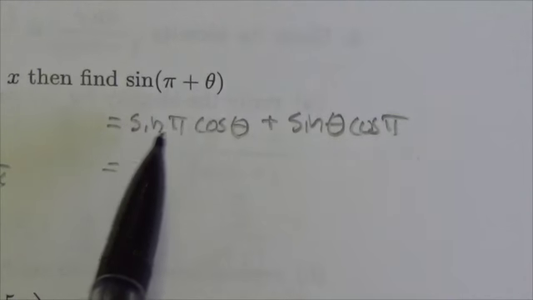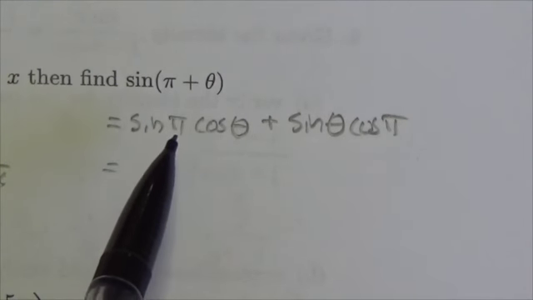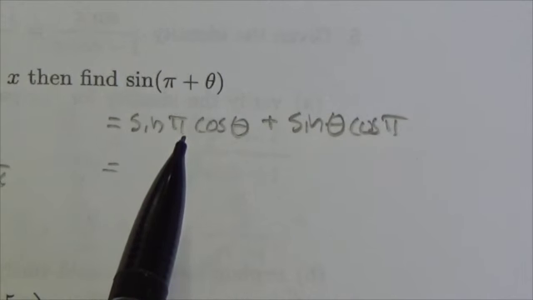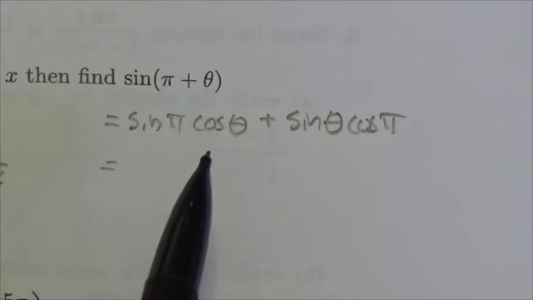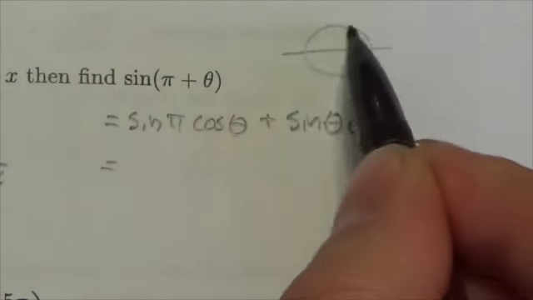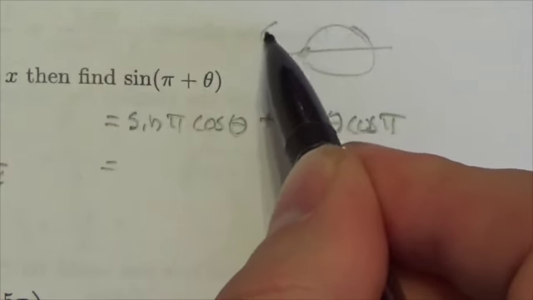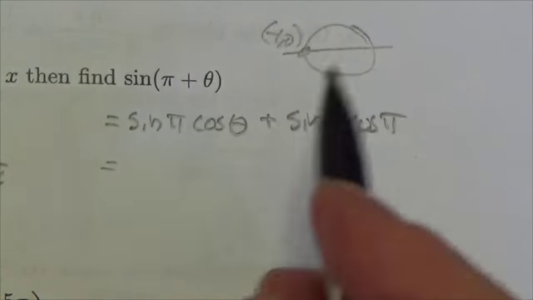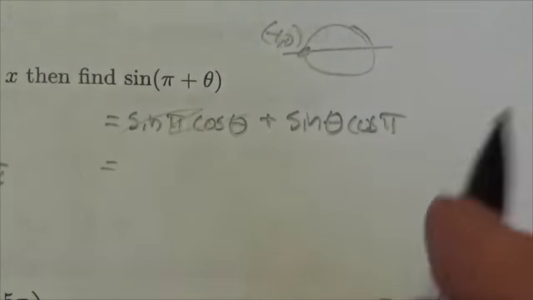Now, the sine of pi, think about the way sine works. Sine is associated with the y-coordinate. If we're at pi, we're all the way over at the x-axis here, and the y-coordinate here is 0. So the sine of pi is just going to be 0, which means this whole term goes away.